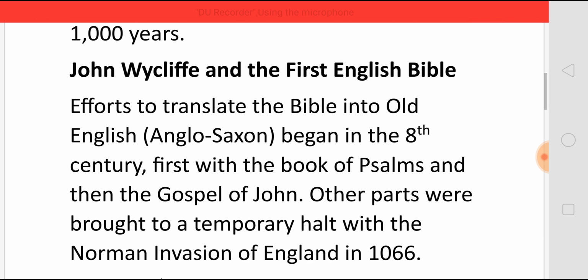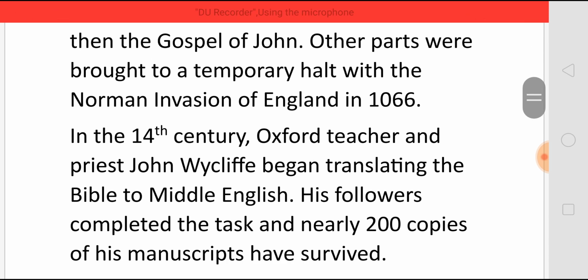Then comes John Wycliffe and the first English Bible. Efforts were made to translate the Bible into Old English, that is the Anglo-Saxon English, and these efforts began in the 8th century. It started with the Book of Psalms and then the Gospel of John. Other parts were brought to a temporary halt with the Norman invasion of England in 1066.